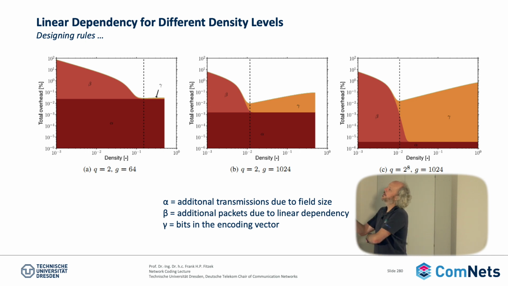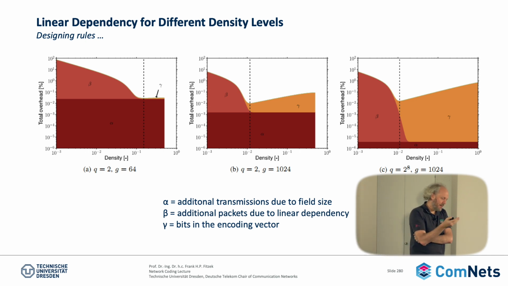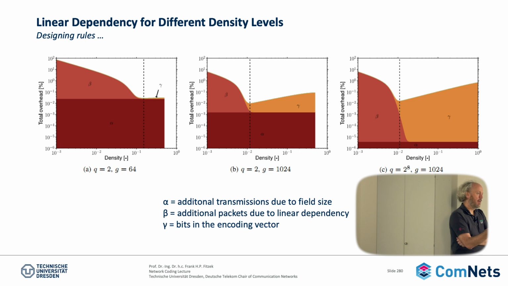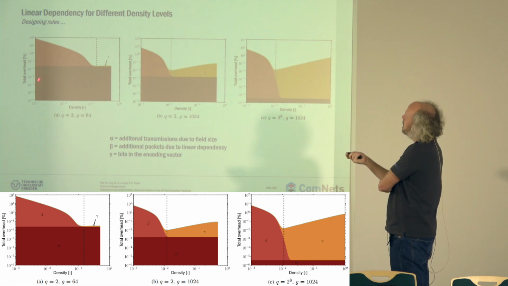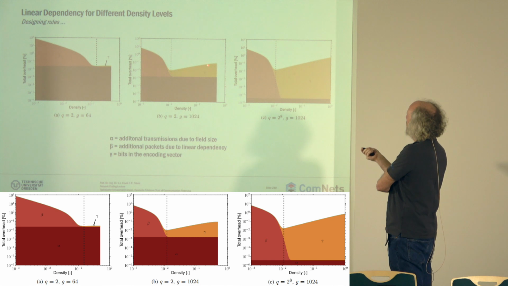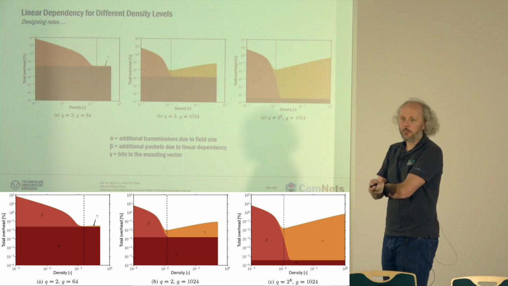If you now look into this overhead in total, so overhead by code efficiency, overhead that is introduced by sparsity, and overhead due to the encoding vector. This is a very nice plot here. The plot shows you the total overhead over the density. And the upper curve is what you really are interested in. But the areas tell you where it comes from.